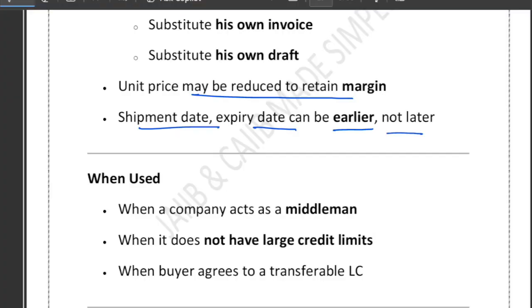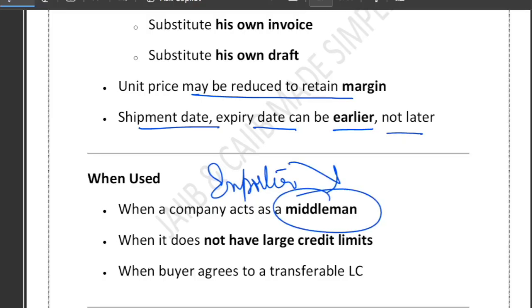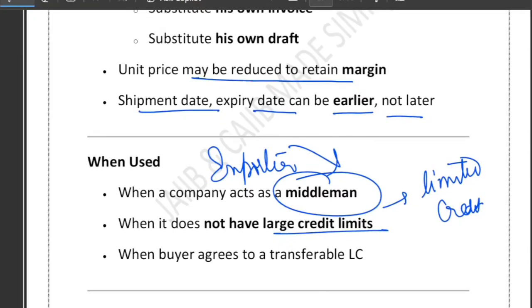Now, when is the transferable LC used? Whenever the exporter acts like a middleman, whenever the exporter has a limited credit facility, and when the buyer agrees to the transferable LC, then it is to be used.